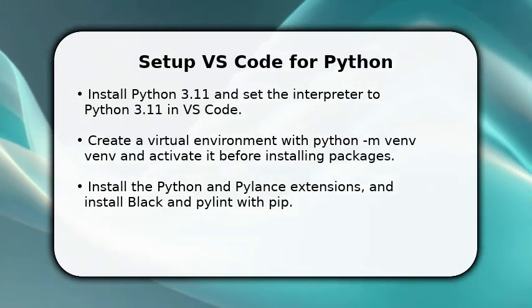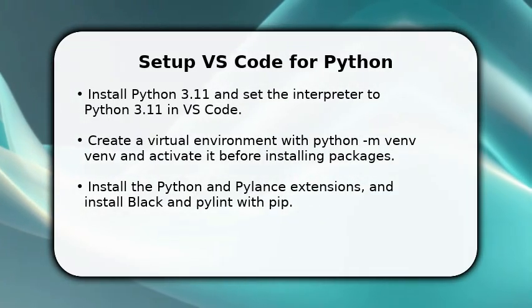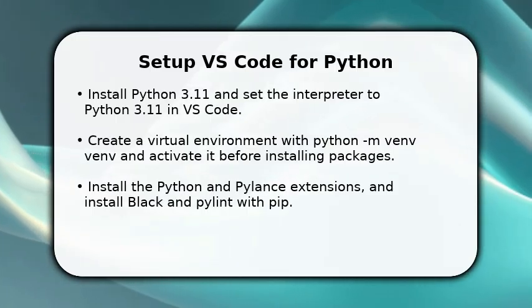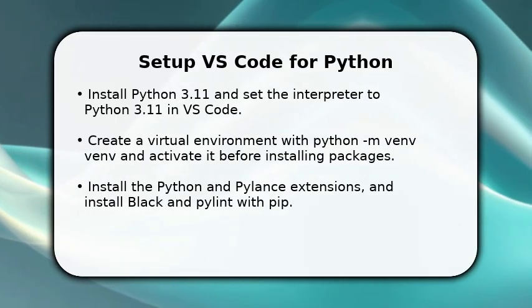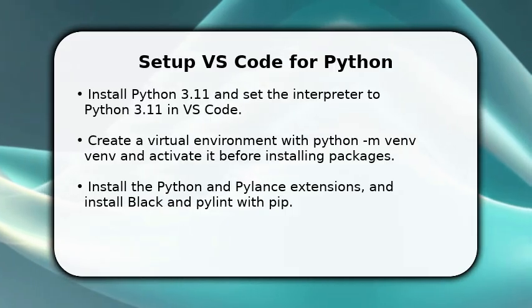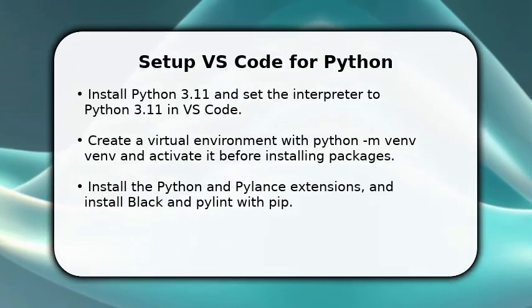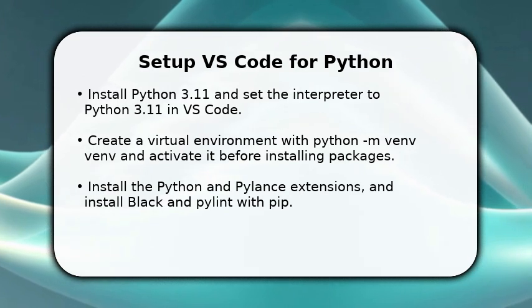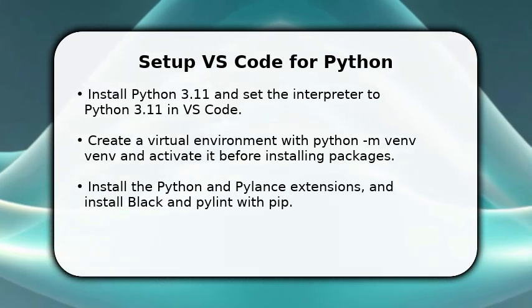Activate venv in the integrated terminal using the appropriate command for your shell. Then install formatting and linting tools with pip install black pylint in that active environment. Finally, select the Python 3.11 interpreter from the bottom status bar.